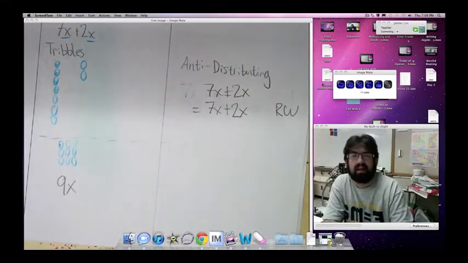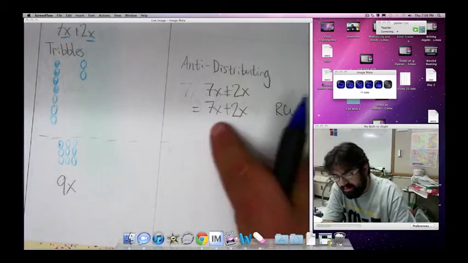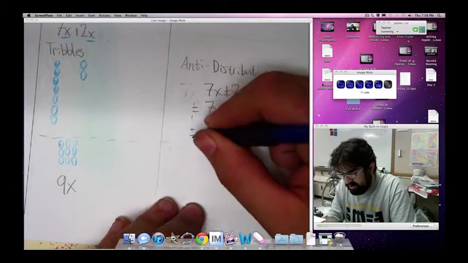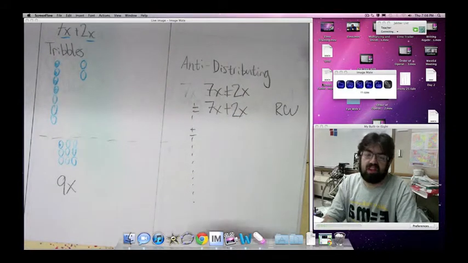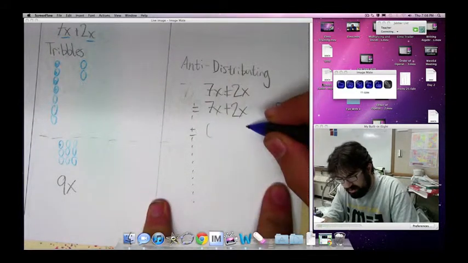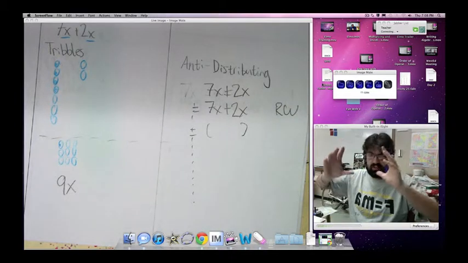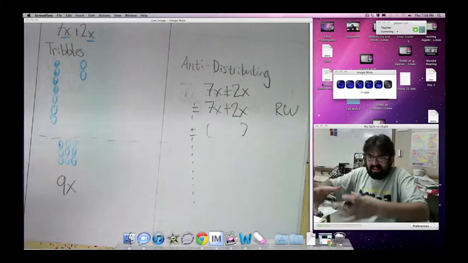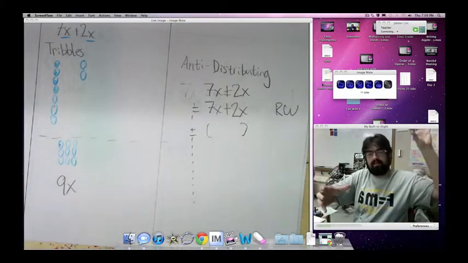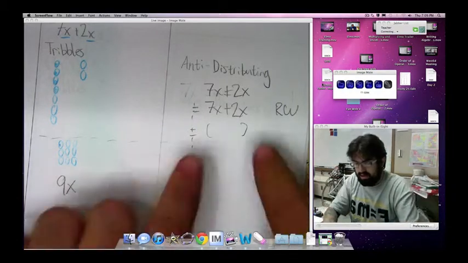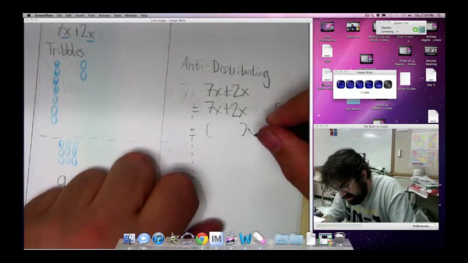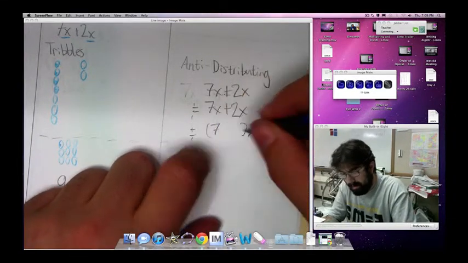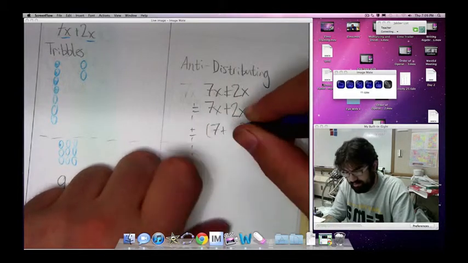Okay? Now here's my anti-distributing. They both have x. We'll get into rearranging in the next problem. I'm going to draw my balance line, line up these equals. I'm going to take x, and I'm going to put a set of parentheses. Now remember, anti-distributing. Distributing is you go from parentheses and break out of the parentheses. Anti-distributing is grouping things together inside of a parenthesis and having a variable stand outside waving. These both have x, so x will stand outside. 7 and 2 will go inside, 7 plus 2.